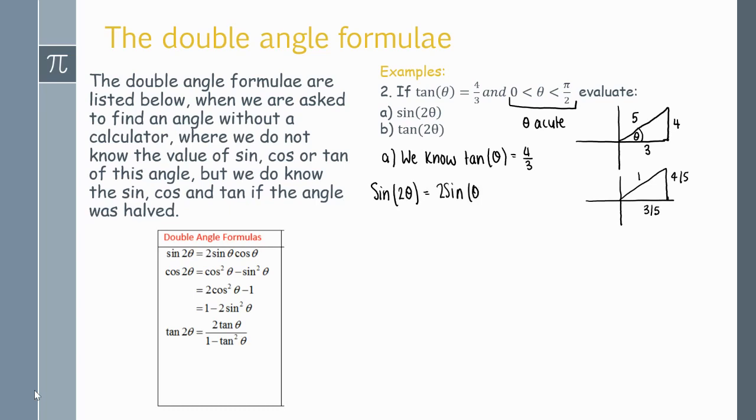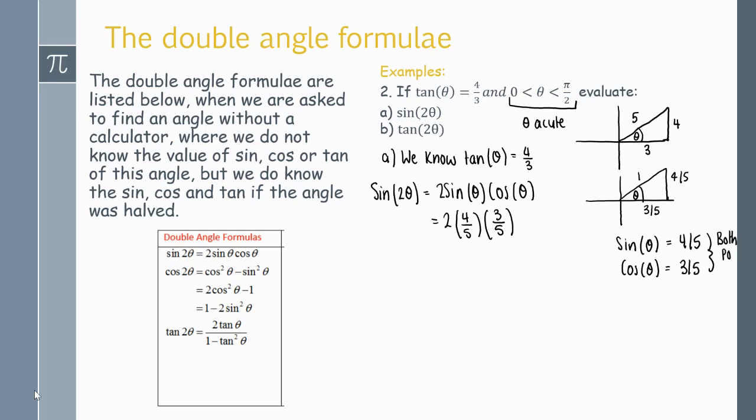So now I can figure out what sine theta is and cos theta is. Sine 2 theta equals 2 times sine theta times cos theta by the formula. Sine theta is opposite over hypotenuse, so 4 over 5, and cos theta equals adjacent over hypotenuse, or 3/5. Subbing this in, I'll get sine 2 theta is equal to 2 times sine theta, 4/5, times cos theta, which was 3/5. Putting this all together, 2 times 4 times 3, that's 24, 5 times 5 is 25.